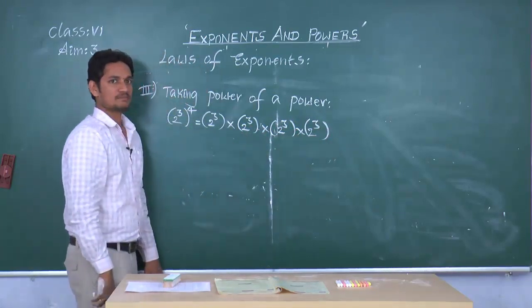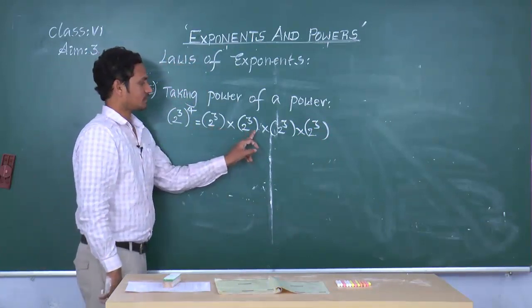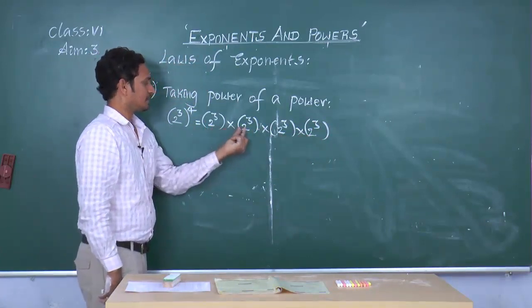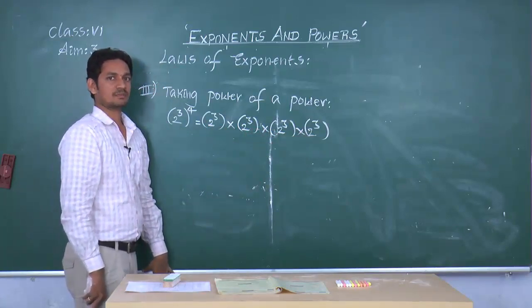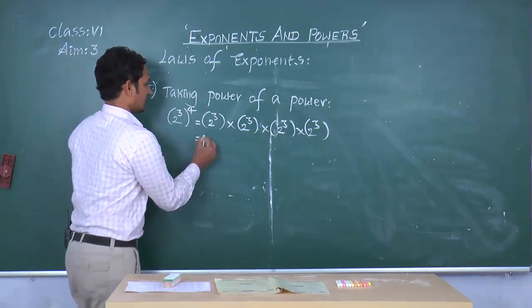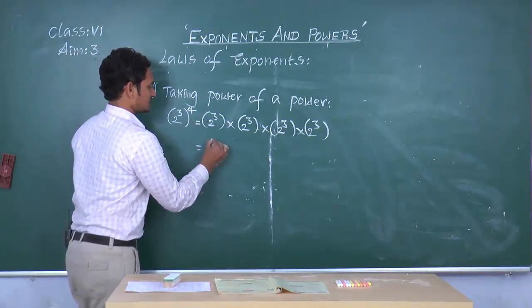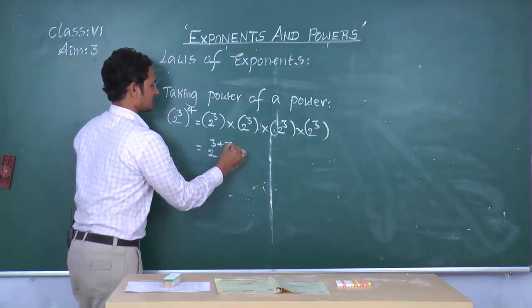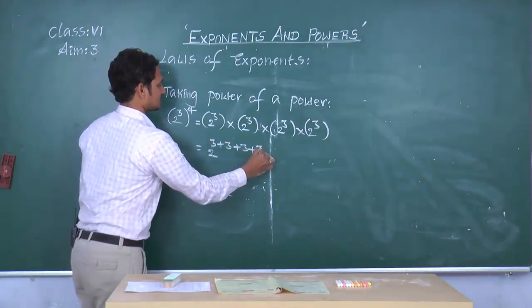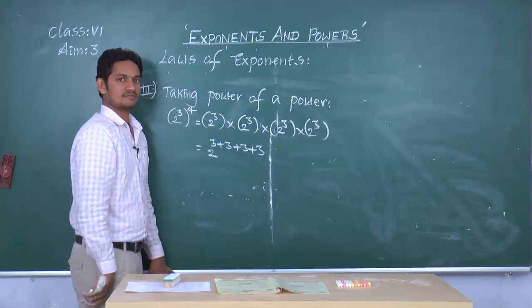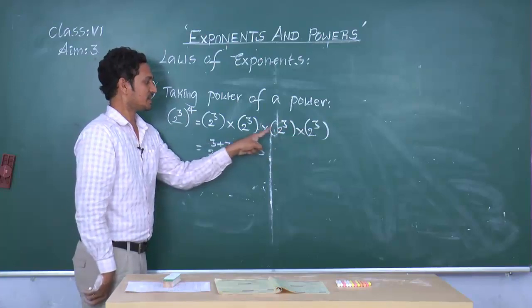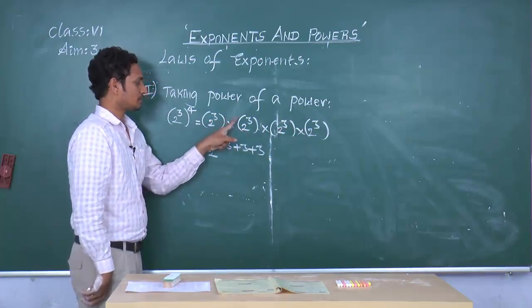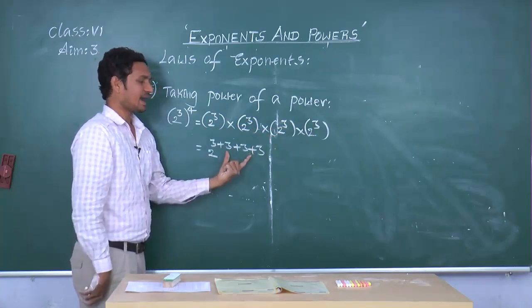Now we can observe that for all these powers the bases are the same. So what we can do by using the first law, multiplying the powers with same base, is add all these powers, 3 plus 3 plus 3 plus 3. All the powers must be added.